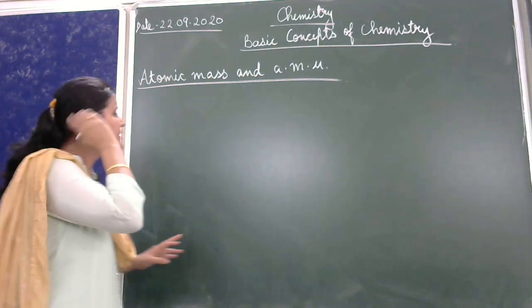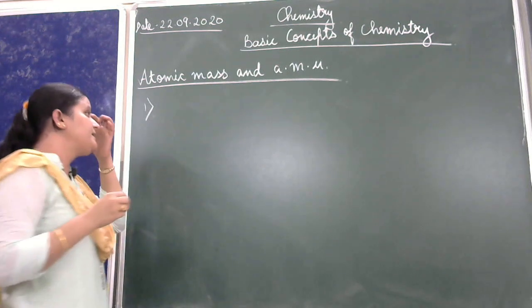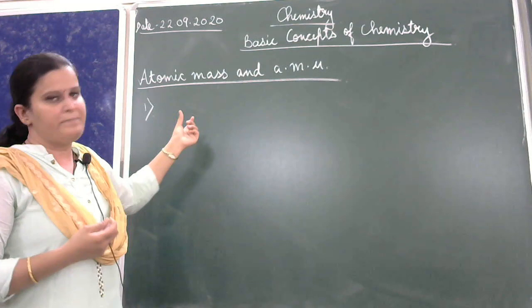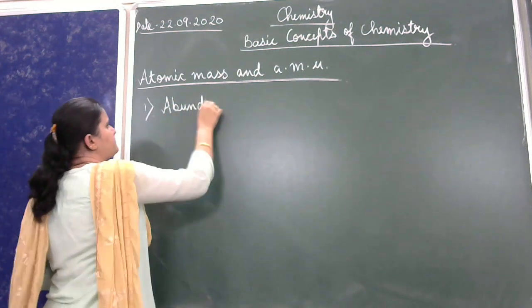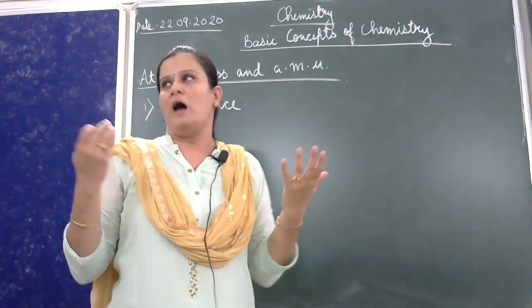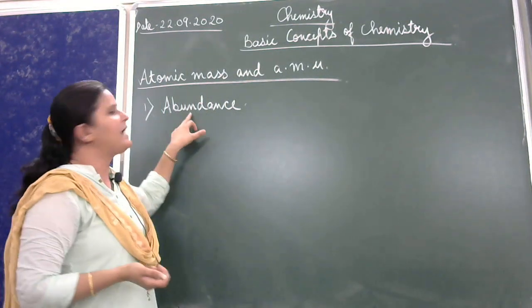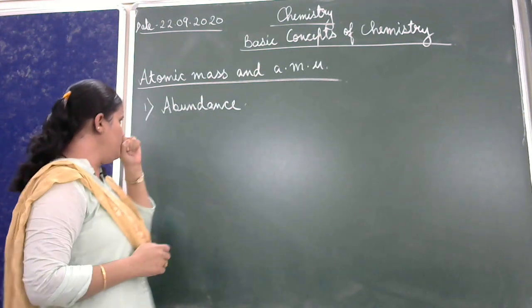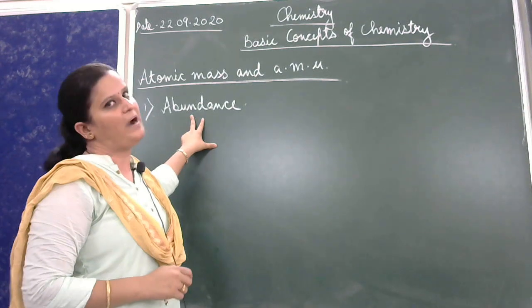So what were the criteria? The first criterion was that that particular atom of that element should be in abundance. Because if that element is not available in good amount, then there is no use taking that atom as a standard element. So the first criterion they took was abundance.